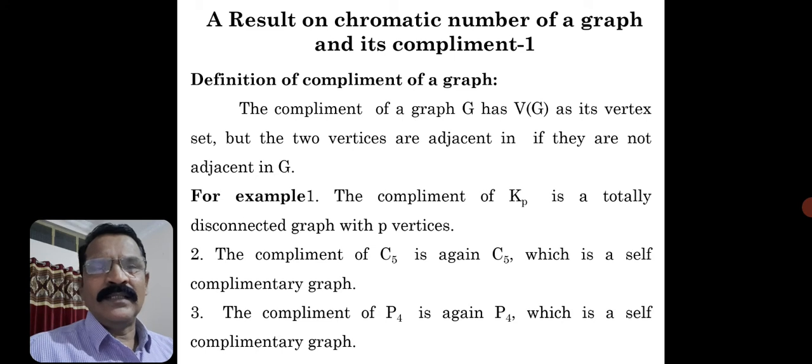So these are the ideas which we require because the result is based on the chromatic number of a graph and its complement. Without knowing the complement of a graph, if I discuss the result, it is of no use. So for that reason, we have considered what is the complement of a graph and self-complementary graphs. Okay.